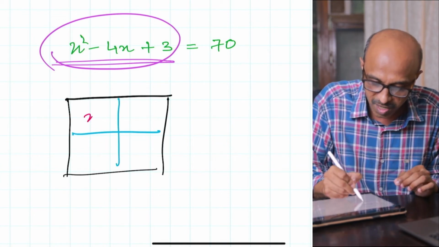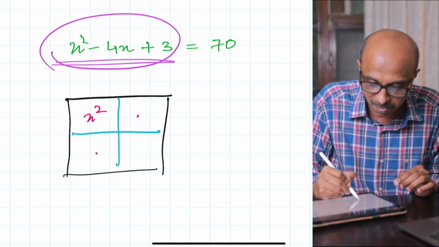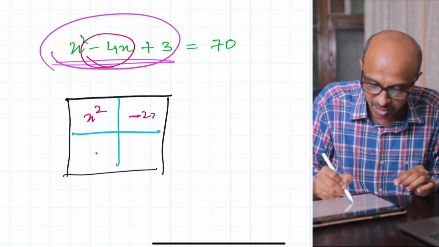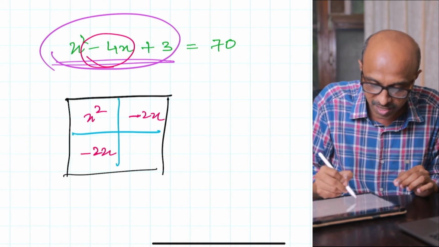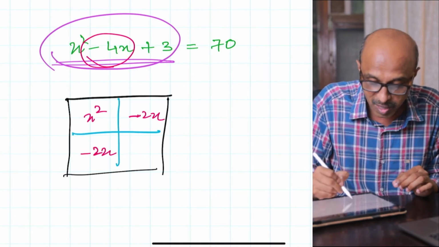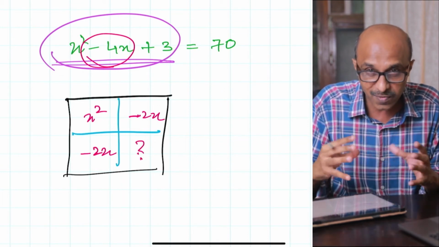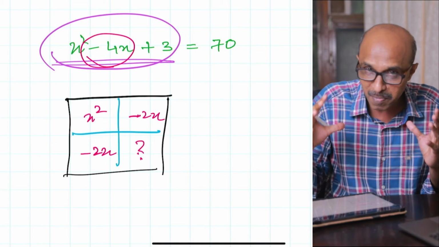All right, and what do we want? We want the pieces to be, this should be x squared. We want something here and something here to add up to a -4x. Right, so we can put a -2x here and a -2x here. So -2x and -2x will add up to a -4x. But the question is here. And that is the little picture of the square that we're trying to complete. That's why it's called completing the square.